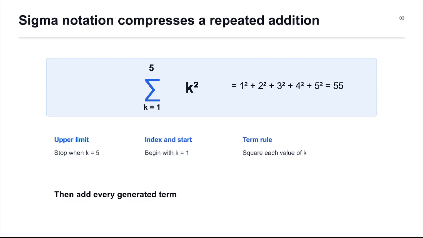In this example, k begins at 1 and ends at 5. And every value of k is a square. When we expand the notation, we obtain 1 squared plus 2 squared plus 3 squared plus 4 squared plus 5 squared, which equals 55. For an infinite series, the upper limit is infinity instead of a final number.